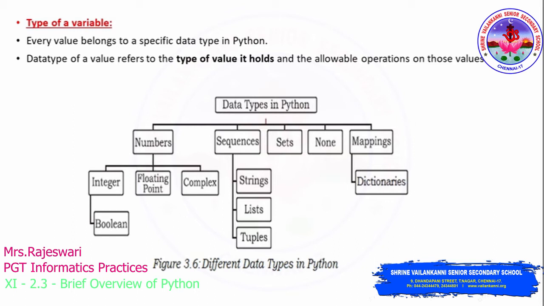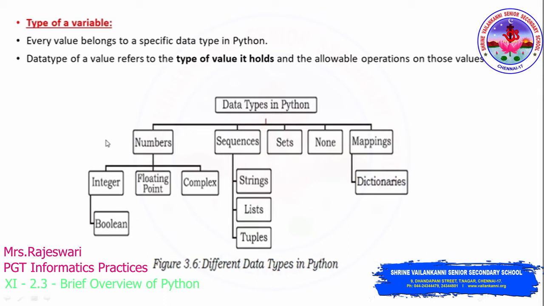And if you look at this picture, there are 5 different categories of data types we have in Python: numbers, sequences, sets, none, and mappings. All these 5 categories have subcategories. In numbers you have 3 subcategories: integer, floating point, and complex. And Boolean is a subdivision of integer. Under sequences, you have strings, list, and tuples. Then sets is another data type, and none is another data type. Then mappings, where you have the dictionary concept. All these things we are going to see one by one now.